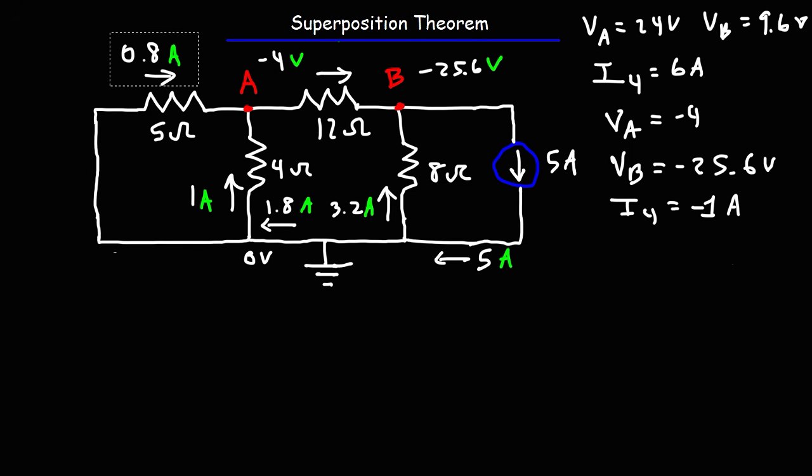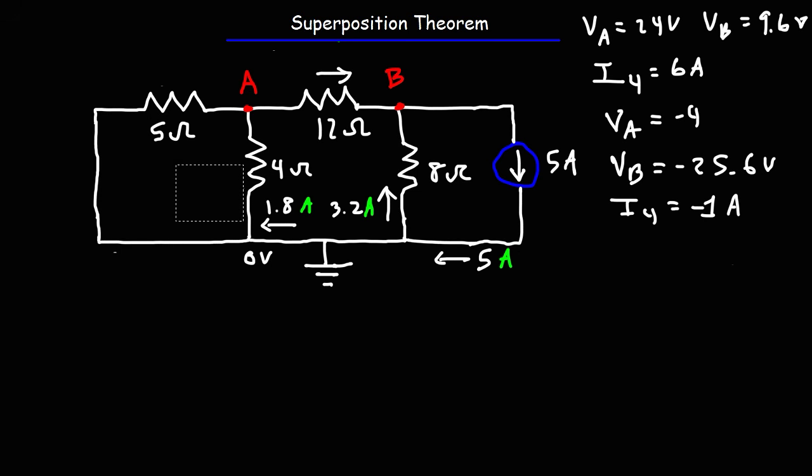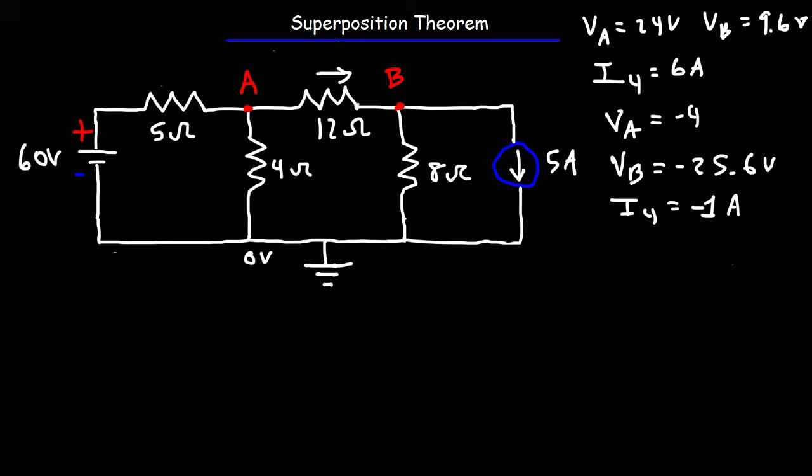So now let's get rid of these numbers, because once we combine the first part and the second part of the problem, they're going to change. So now let's reintroduce the battery back into this problem. So now, using the superposition theorem, to get the potential at point A and B, we need to add the potentials from the two problems.